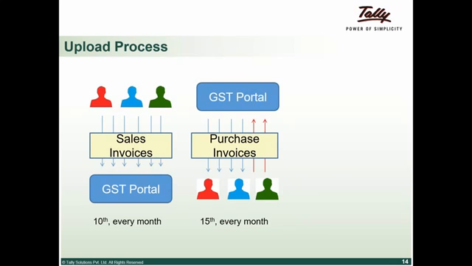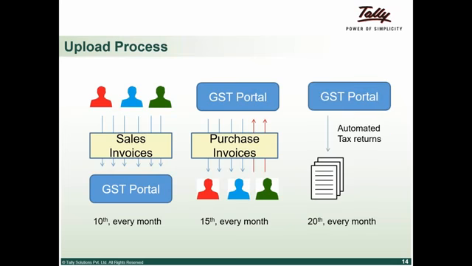Now you will see these two red lines which are going up. This is what I was mentioning earlier: in case you have any purchase invoice which has not been declared by the selling dealer, there is a provision in the form where you can say, these are additional purchase invoices from these people that I have purchased, and you have to upload this by 15th of every month.